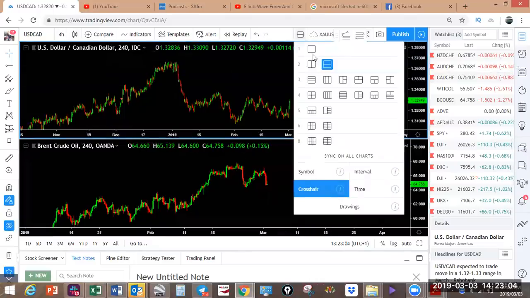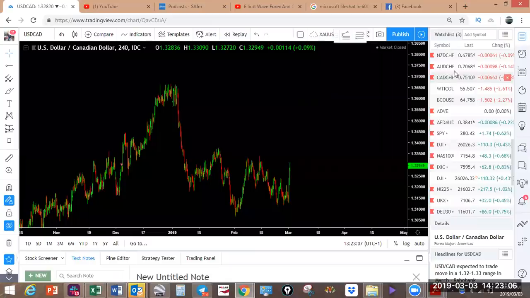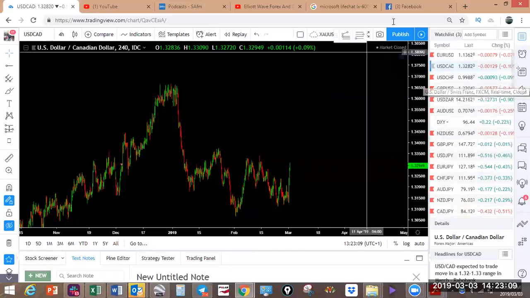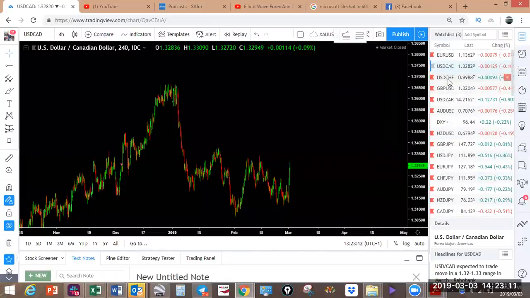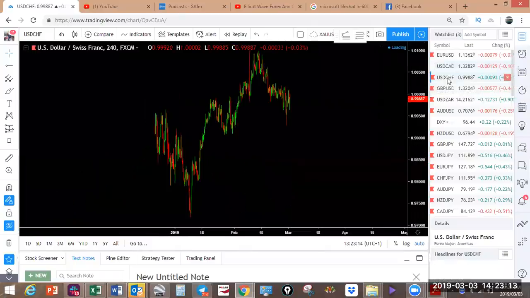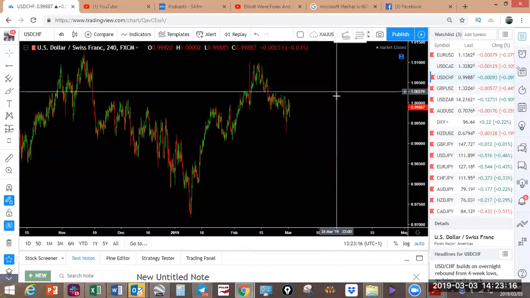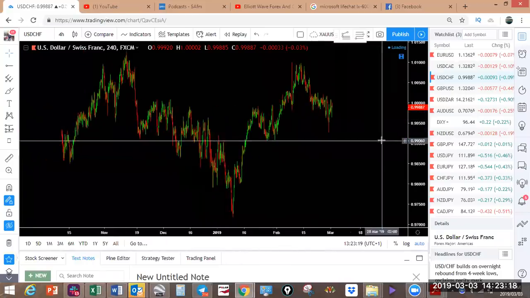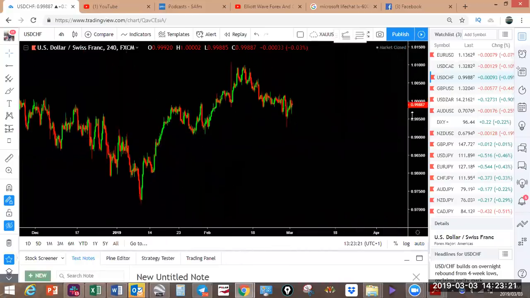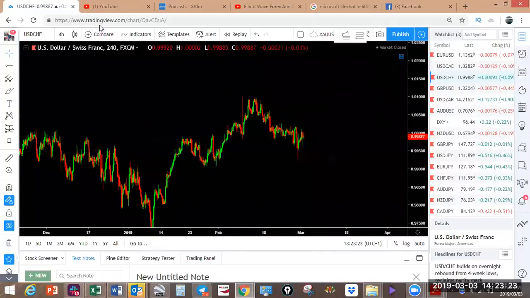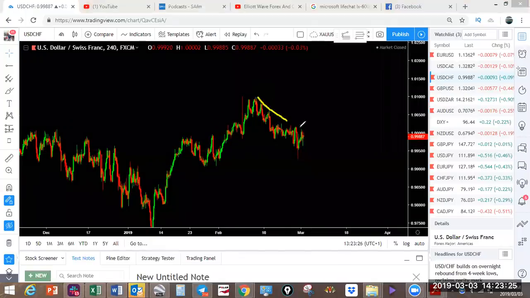All right, so let's go to the rest of the pairs. Let's go back to one chart. Now, looking at US dollar CHF, US dollar and the CHF are at parity at this stage. That means they've got the same value. Now I'm looking here at US dollar CHF. This is going to push a little bit higher. If this pushes higher, remember what we looked at on the euro, then that means the euro will give us the move.